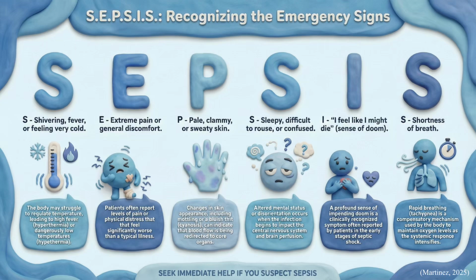In this mnemonic, the signs of sepsis are highlighted in an easy-to-remember format. S stands for shivering, fever, or feeling very cold. E represents extreme pain or general discomfort. P refers to pale, clammy, or sweaty skin. S indicates sleepy, difficult to arouse, or confused mental status. I represents feeling of impending doom, or the sense that something is seriously wrong. And the final S stands for shortness of breath, which reflects respiratory compromise.